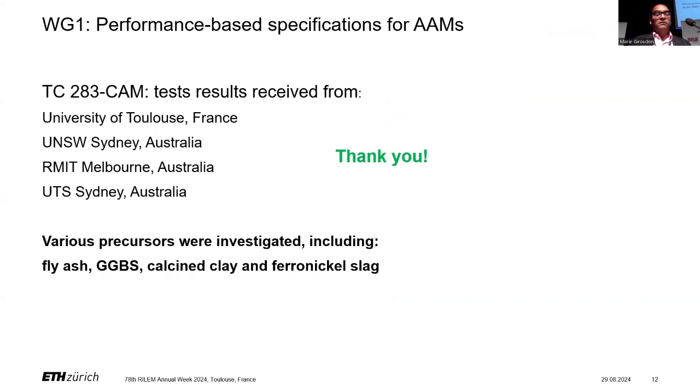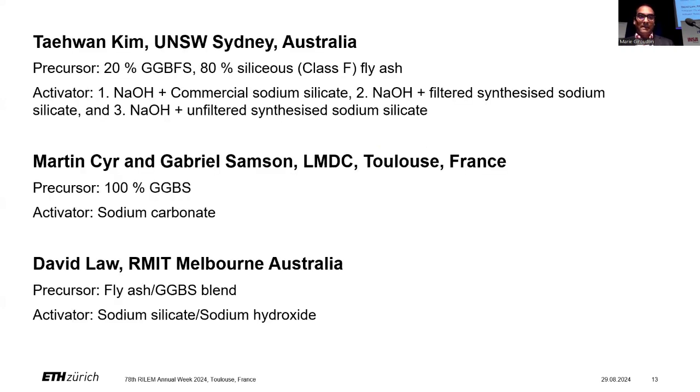And for this particular working group, we'd really like to thank the University of Toulouse, University of New South Wales, Sydney, RMIT, and UTS. We'd like to really thank them for doing some of the work. A lot of different precursors were investigated, ranging from fly ash, blast furnace slag, calcined clays, ferronickel slags.